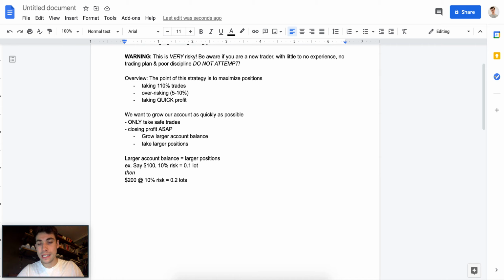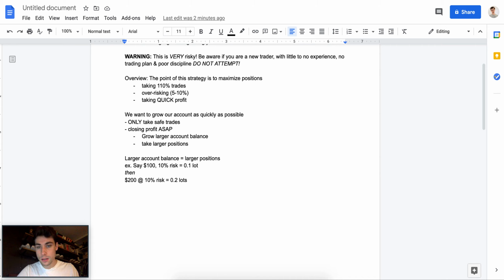How many pips do we need to catch on a 0.2? If it's 100 pips on a 0.1 to make $100, on a 0.2, we only need to catch 50. Do you understand what I'm saying? Because on all those 0.1 positions, if we go close profit, close profit, close profit, over and over again, really quick, we're building up our initial account balance, okay?